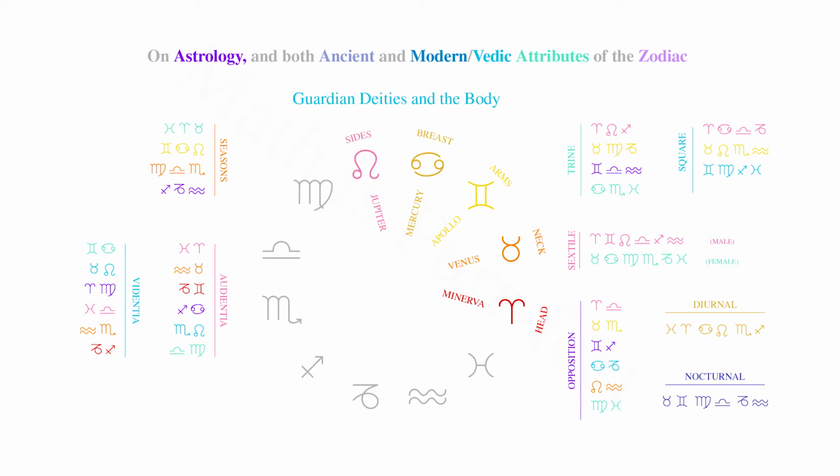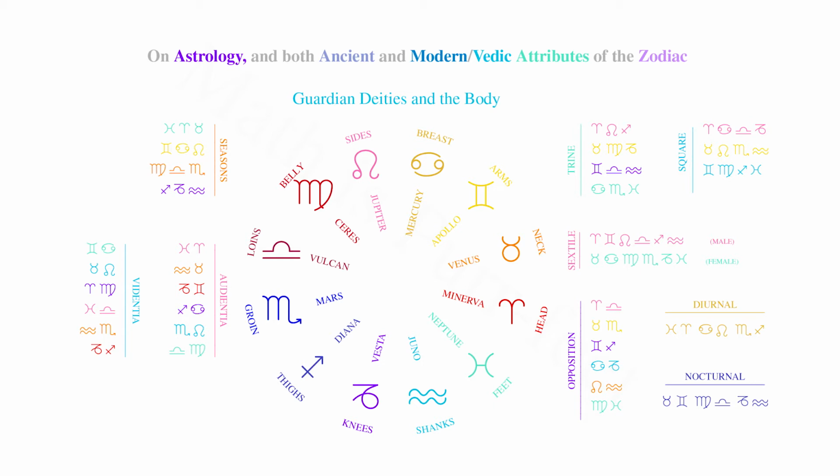Leo influences the sides and is himself guarded by Jupiter, whereas Virgo rules the belly, watched over by Ceres. Libra rules the loins and is guarded by Vulcan, yet Scorpio rules the groin and is guarded by Mars. Sagittarius influences the thighs and is guarded by Diana, and Capricorn rules the knees, guarded over by Vesta. Next, Aquarius rules the shanks and is guarded by Juno, and then Pisces rules the feet, guarded over by Neptune.